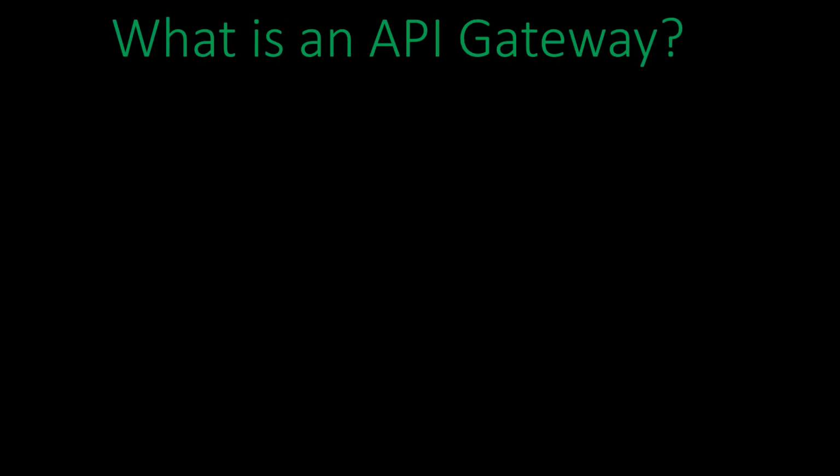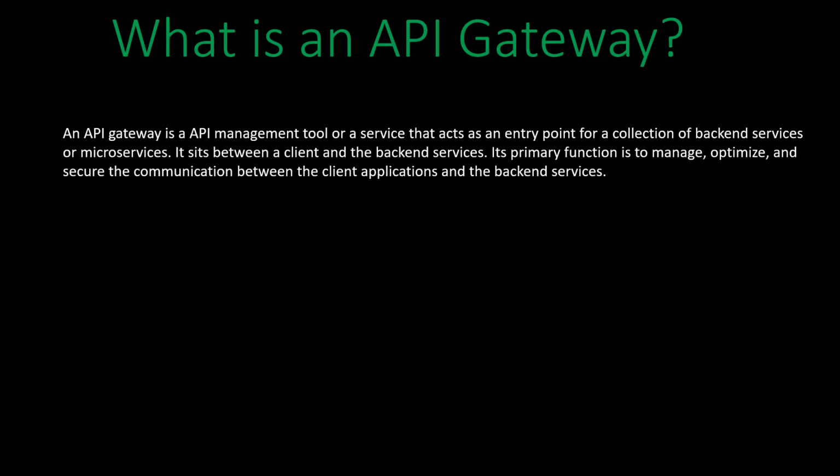Now, what is an API gateway? An API gateway is an API management tool or a service that acts as an entry point for a collection of backend services or microservices. It sits between a client and the backend service. Its primary function is to manage, optimize, and secure the communication between client applications and the backend services.